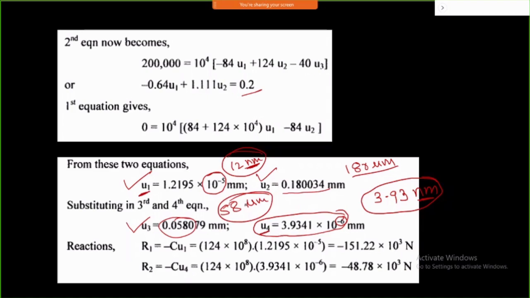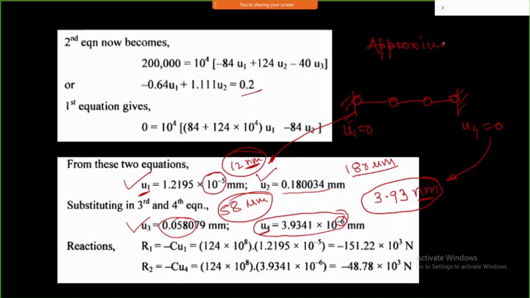So this is how practically our system is. This is node number 1 and 2, 3 and 4. This is fixed and this is also fixed. So obviously this U4 should result in 0. So it is approximately equal to 0 itself. U1 is also equal to 0 practically, but it is again near to 0. It is not exactly 0 because this is an approximate method. Finite element is an approximate method. It doesn't give you the exact result all the time. That's why it is used here.